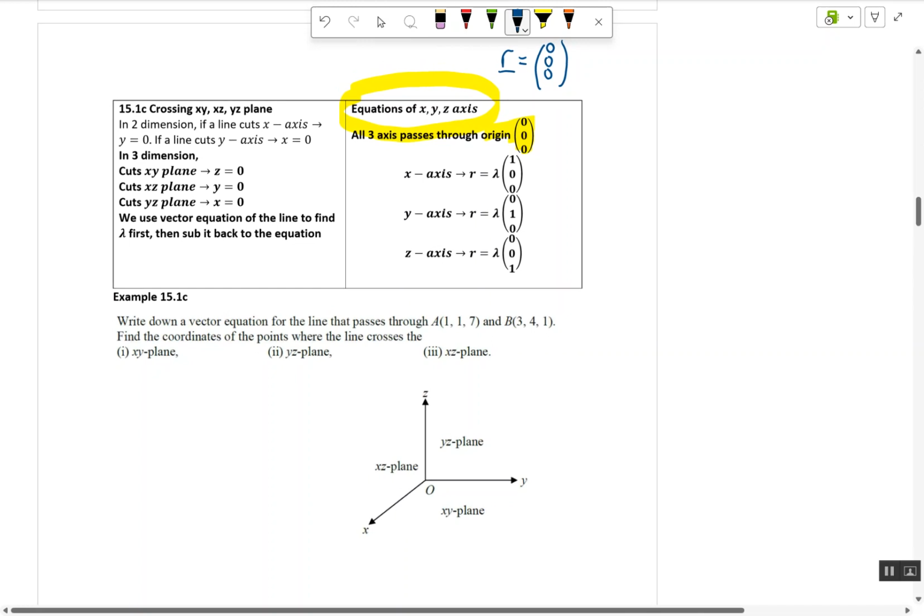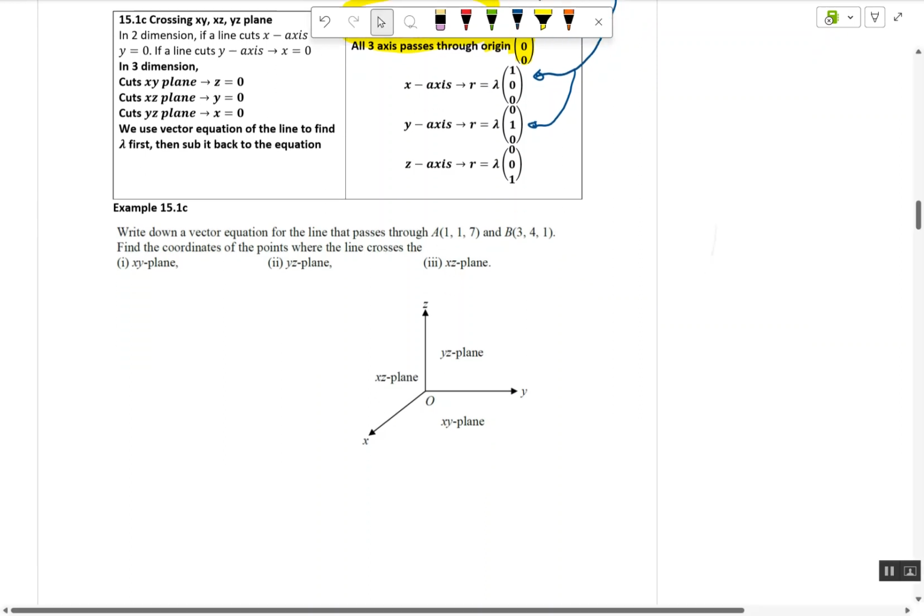Now if I have the x-axis, then I will have a value for x but no value for y and no value for z, so that's why it's just lambda (1, 0, 0). For the y-axis it's just lambda (0, 1, 0), and for the z-axis it's lambda (0, 0, 1).